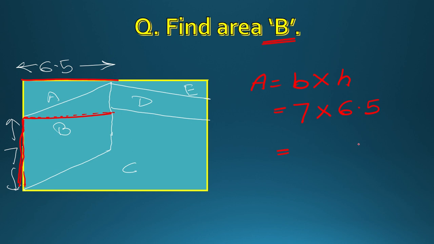So 7 times 5, 35. And 7 times 6, 42, and 3, 45. And 1 decimal place. So this is centimeter, I am taking square. Okay. Like this, you can find the area of the parallelogram. Okay. Now, I am sure you understand this lesson. And if there is any problem, you can write in the comment.